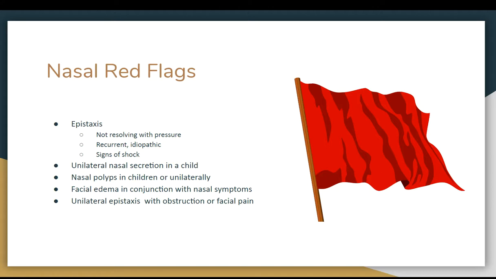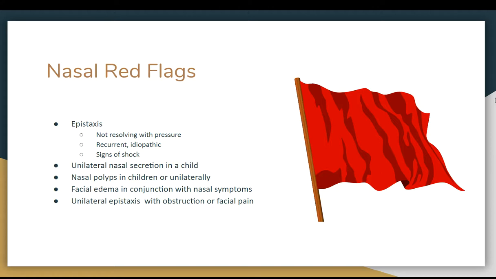When we see unilateral nasal secretion in a child, the very first thing we think of is something up the nose. So if you see unilateral nasal secretion in a child, the first thing you should be asking is, did you put something in your nose?